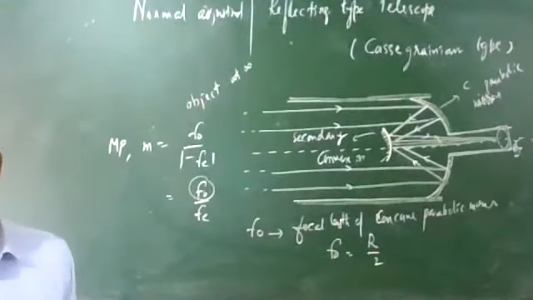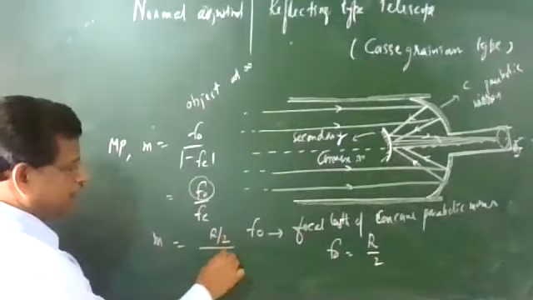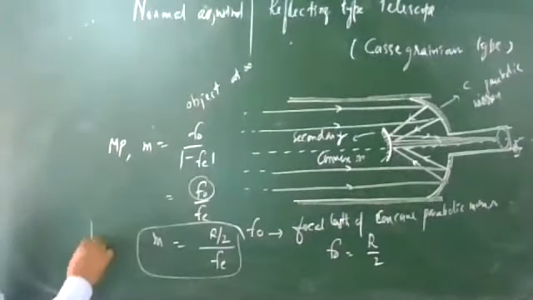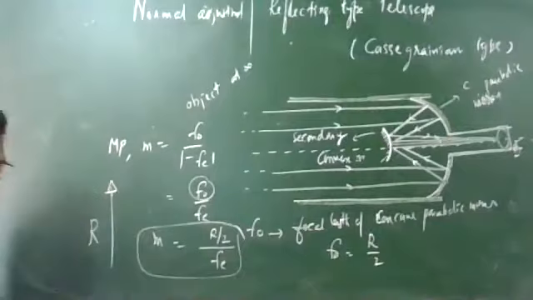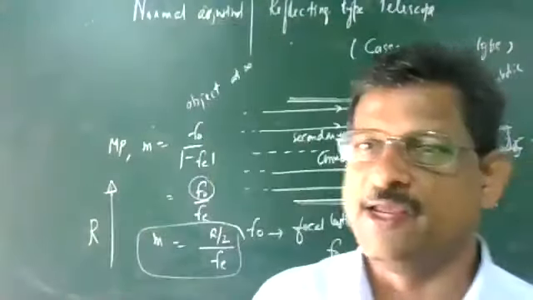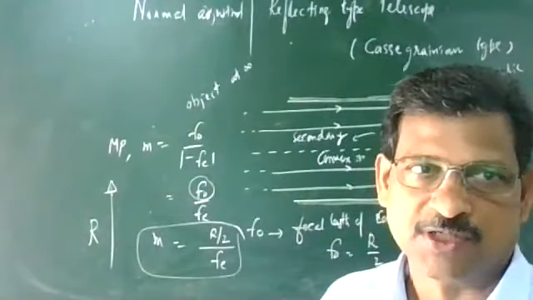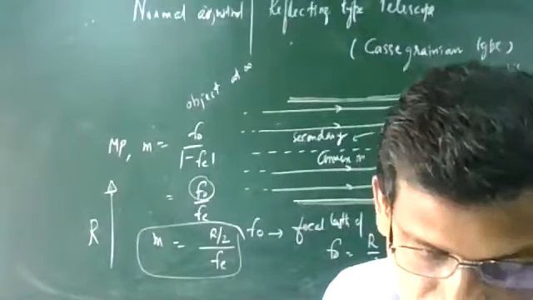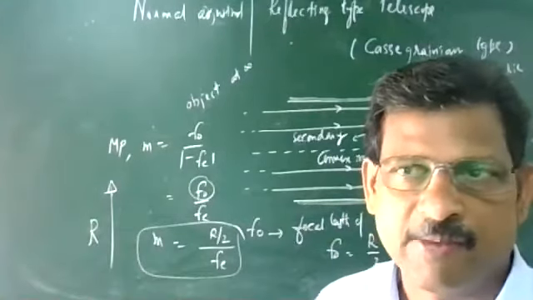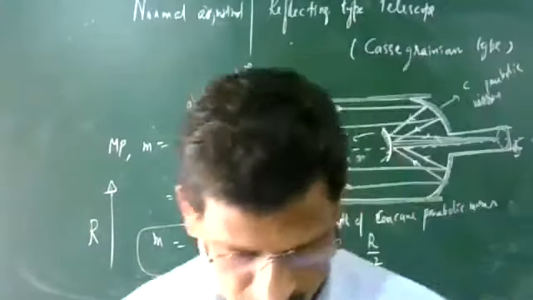So why was this a good question? How can we increase this? By writing magnifying power equal to R by 2 divided by f. So by increasing the radius of curvature, if we are using a huge concave mirror, we can increase the magnifying power. So this is the equation. The question is: discuss the reflecting type telescope, Cassegrainian type, write the equation for magnifying power and suggest a method for increasing magnifying power. These are the points.